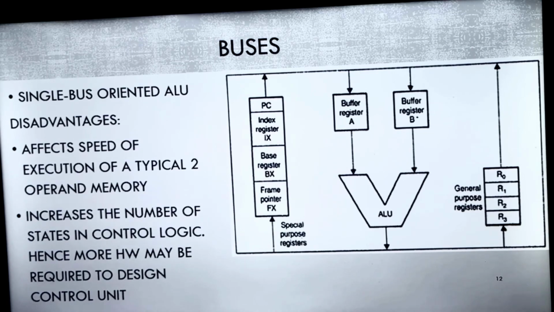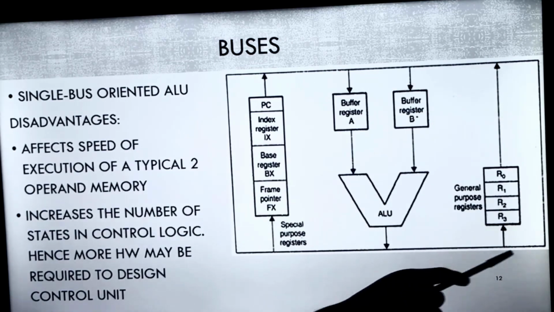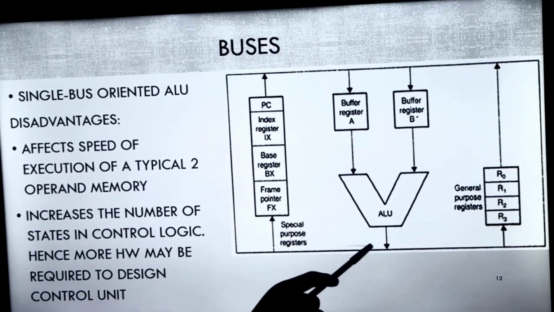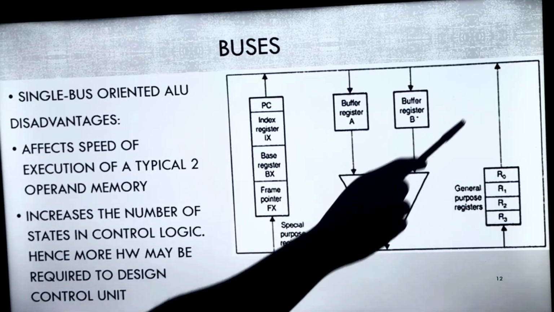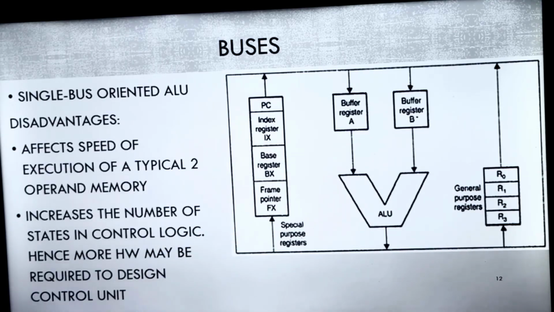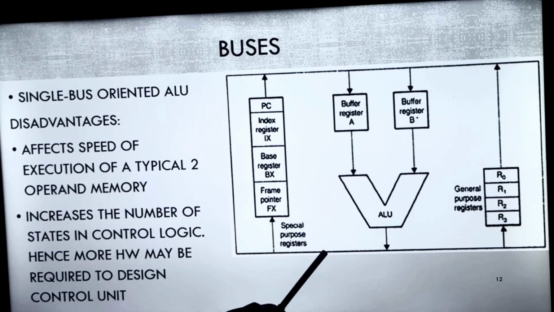That's why if you see, everywhere it's connected through a single bus. This square is nothing but the bus only, the whole bus. From here you are connecting here, from here to this to this. So everywhere connection is there. Every component is connected to each other, but through a single set of wire or single bus only. This architecture is single bus oriented ALU.